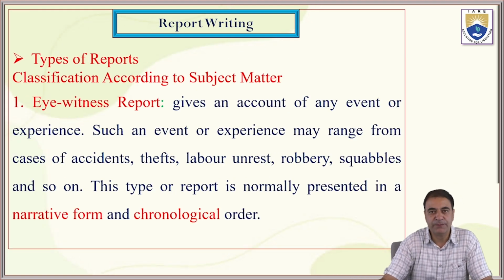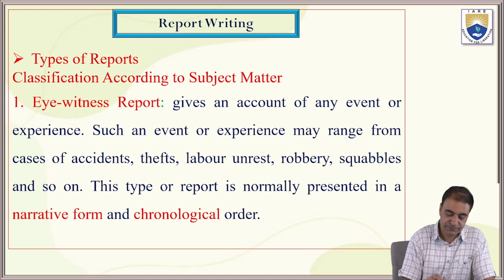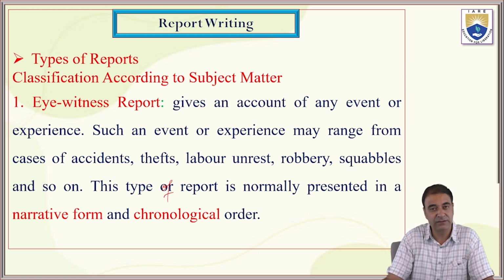Now we have the types of reports. We have different types of reports, and we classify these reports on the basis of the subject matter. Now, the first one is the eyewitness report. This eyewitness report gives an account of an event or experience. Such an event or experience may range from a case of accident, theft, labor unrest, robbery, and so on. And this type of report is normally presented in a narrative form and follows a chronological order.